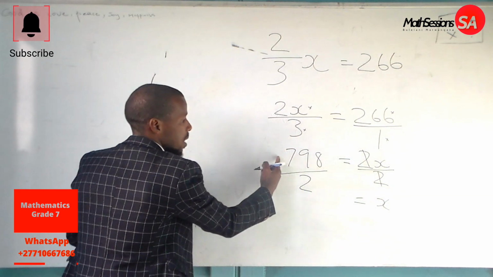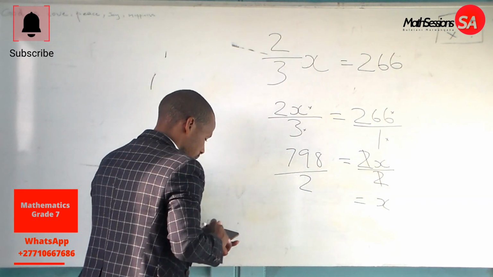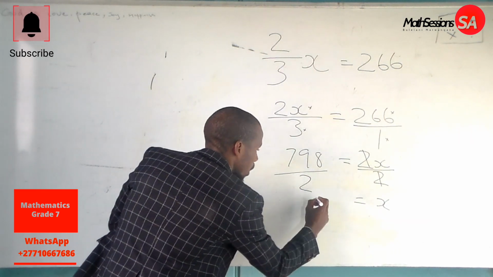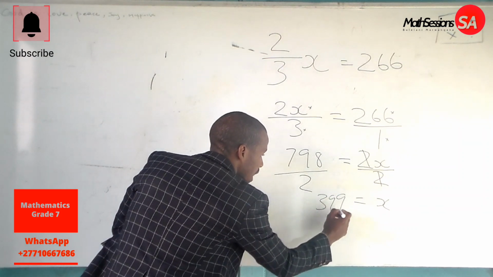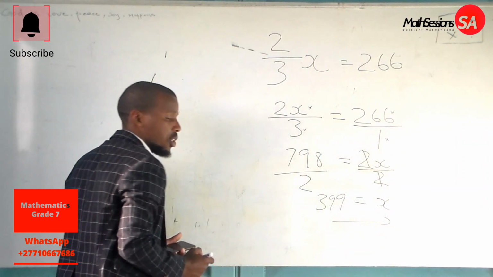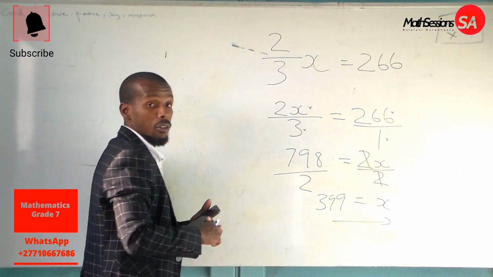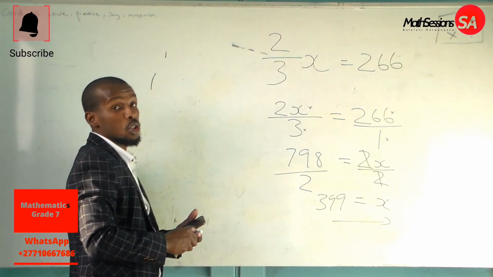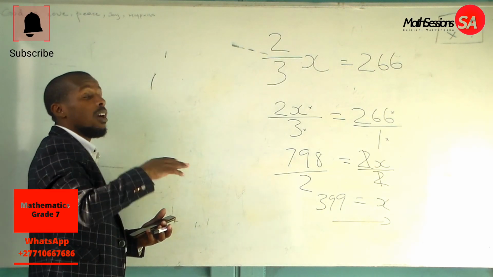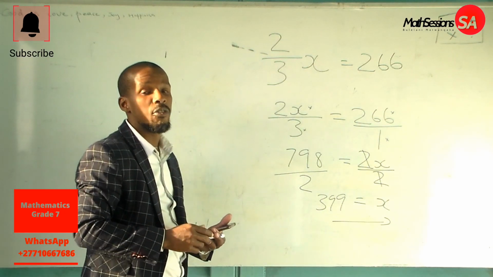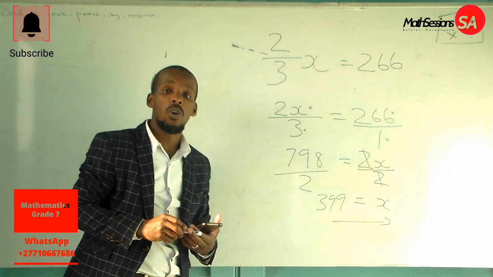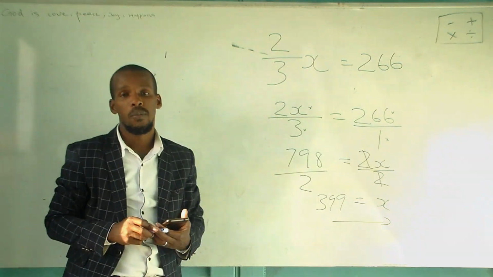x is equal to 798 divided by 2, which gives you 399. So this equation has been solved, and we know the value of x. Today we are going to solve equations, and we have a very interesting equation we are going to solve just after the break. So I will see you after this one.